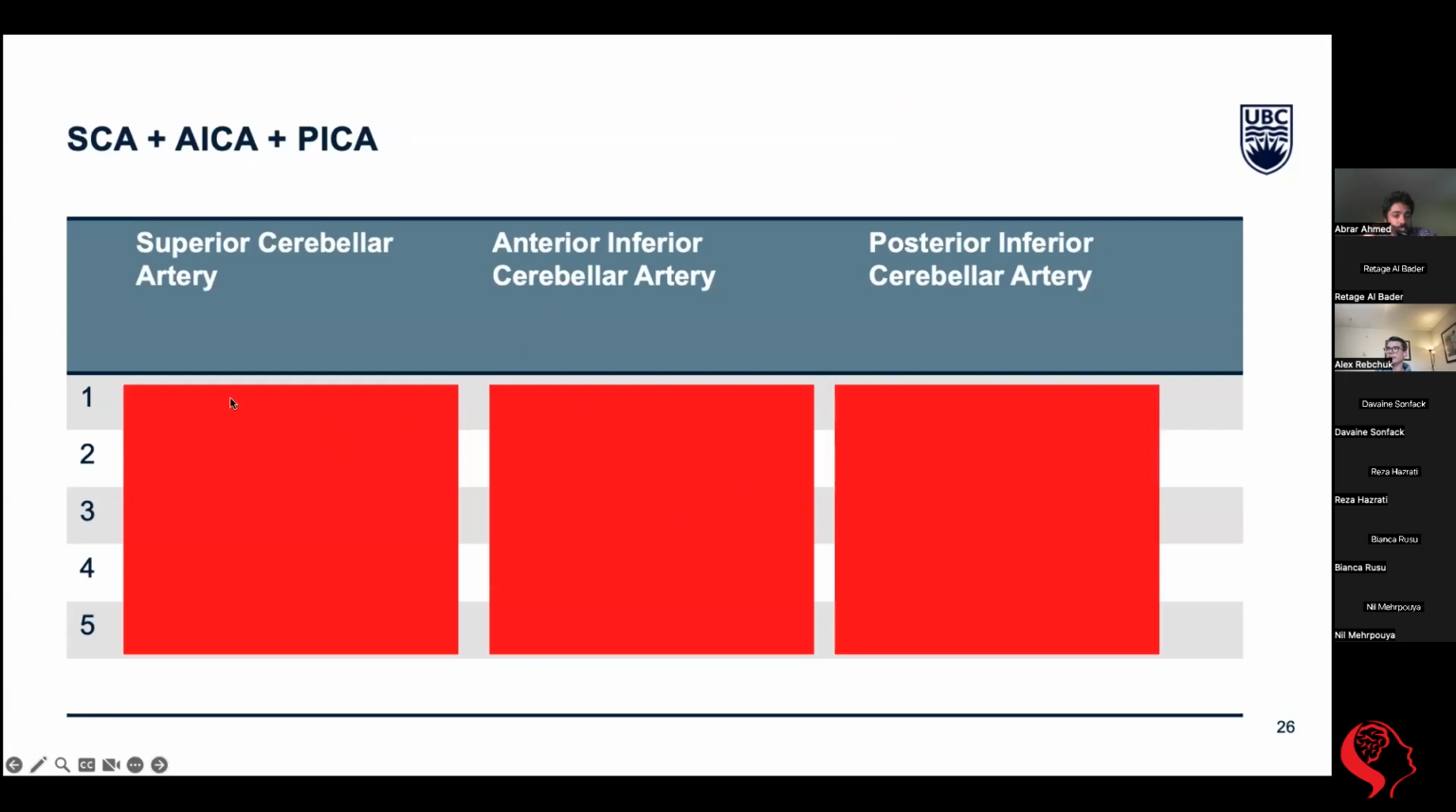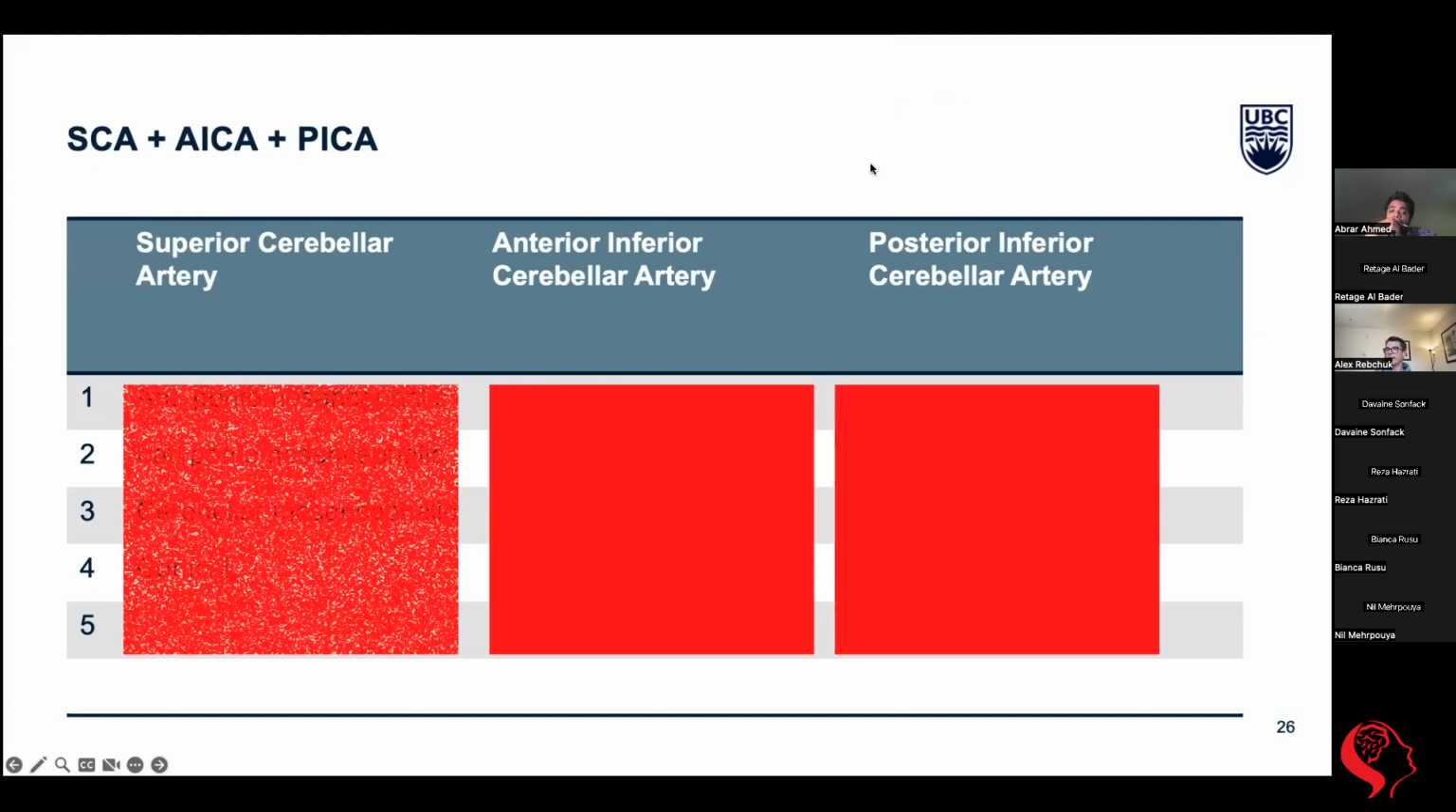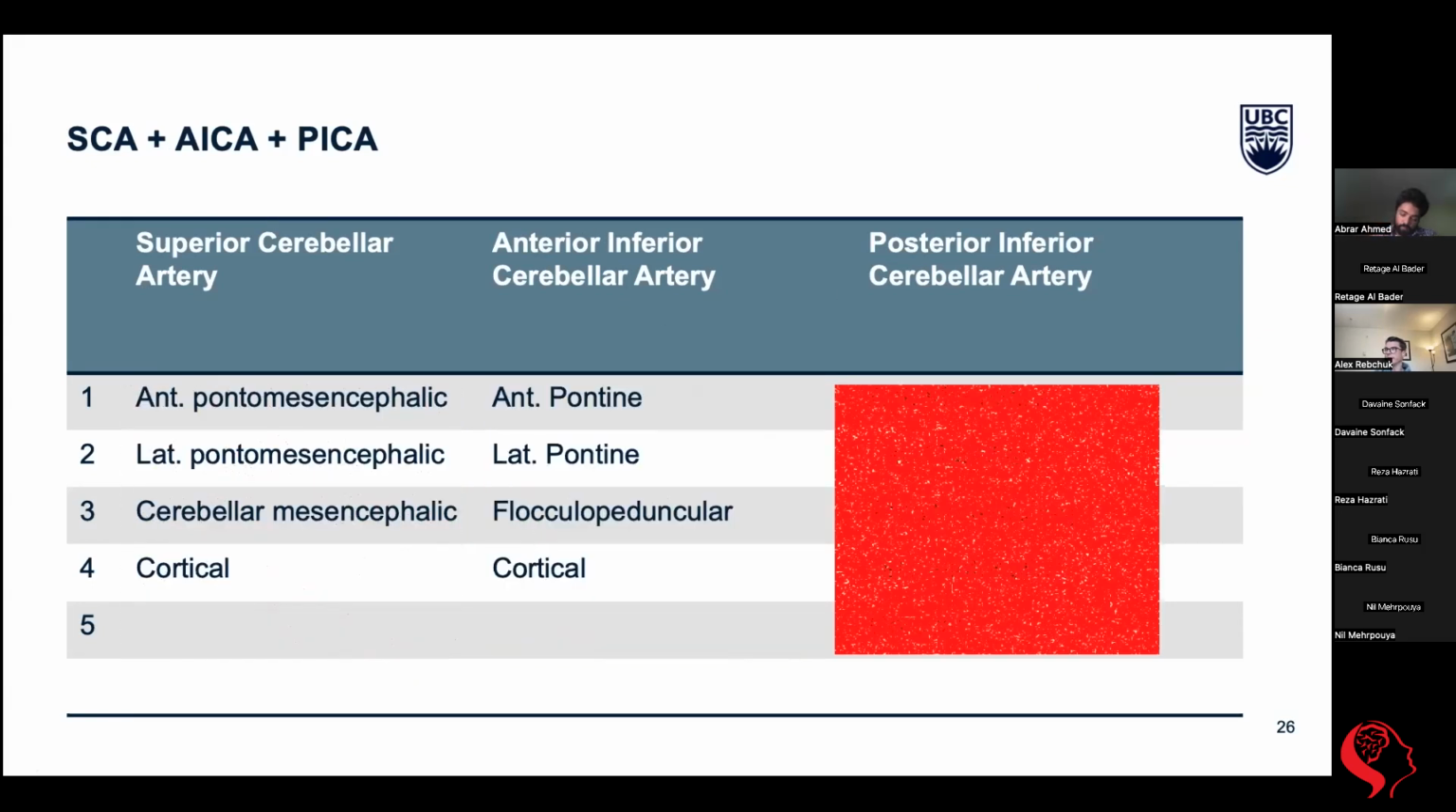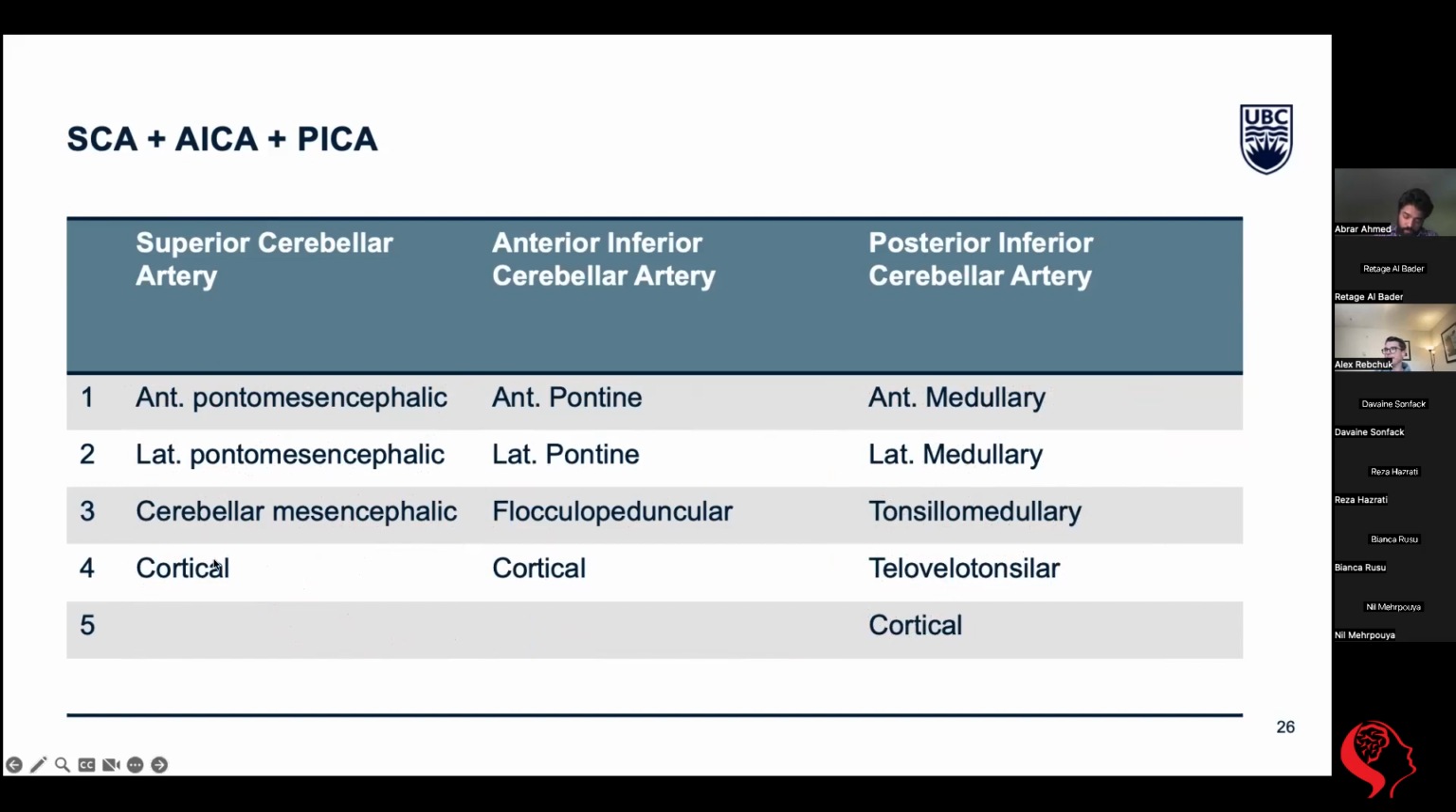I'll brush through this. There are named segments for all these. So the superior cerebellar artery, anterior inferior cerebellar artery (AICA), as well as PICA, all have named segments. For the sake of time, we'll blast through these. They're all named based on their anatomical location: pontomesencephalic, cerebellar, mesencephalic, cortical. One of the ways to think about these is they're all based on where the arteries actually run. And the last segment for each of them is the cortical segment.